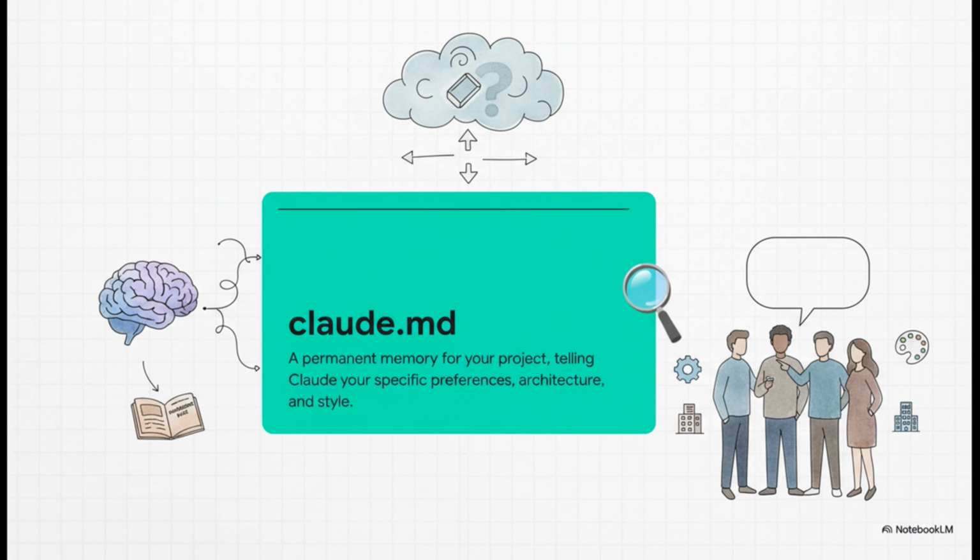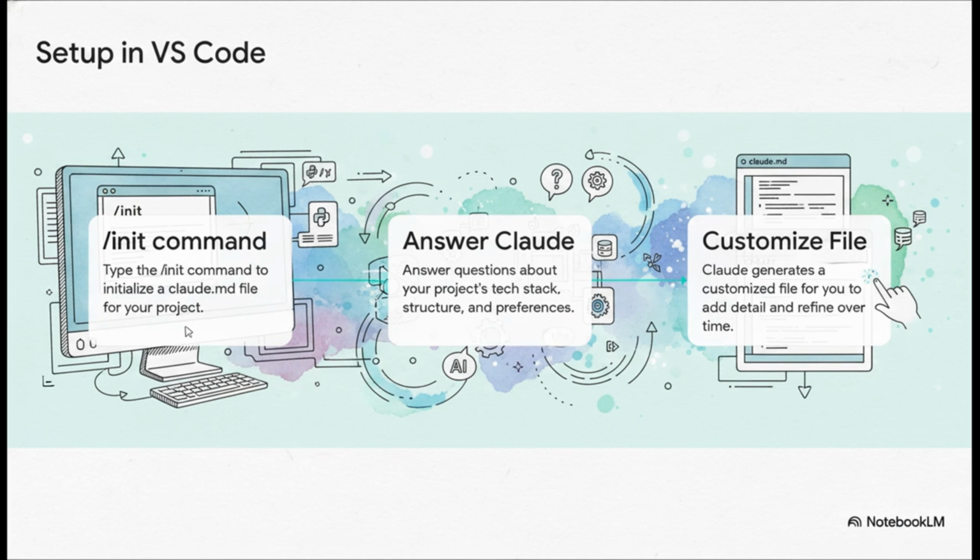The CLAUDE.md file solves that. It gives the AI a permanent brain for your specific project. And you're probably thinking, okay, this sounds complicated, but it's not. It's super simple. Right inside your project in VS Code, you just type the /init command. Claude will then ask you a few basic questions and create a customized file just for you.